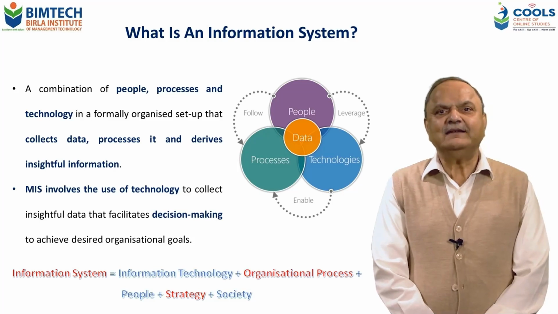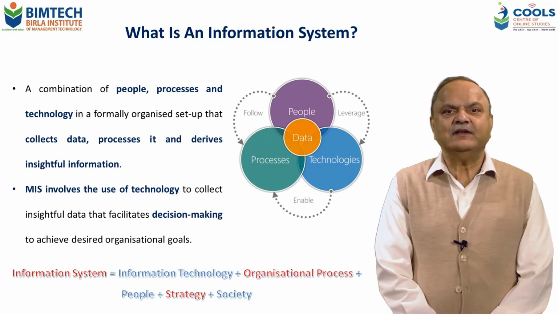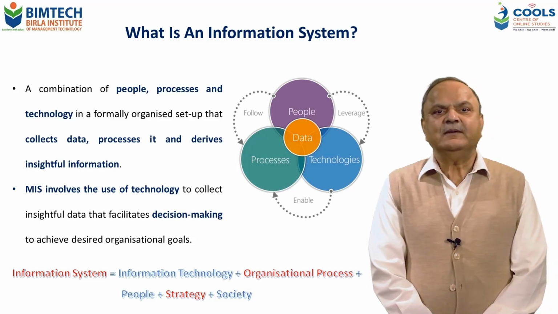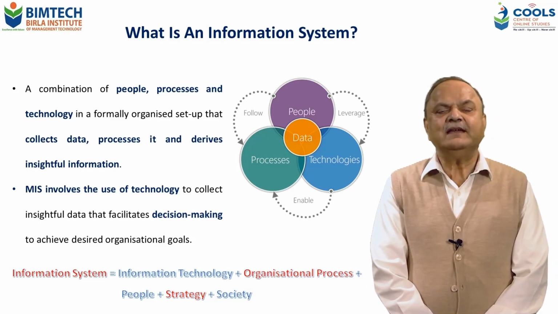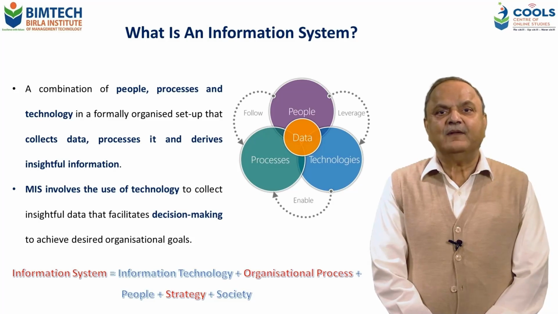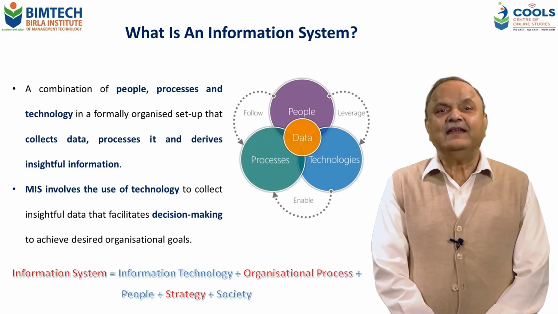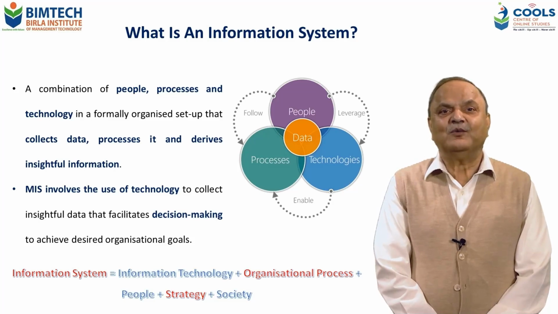So if you summarize this MIS in a short form, information system is equal to information technology, organizational processes, people who use it, strategy and society. We have added strategy and society because without having a long-term game plan and without considering the impact on the society, any information system will not work.